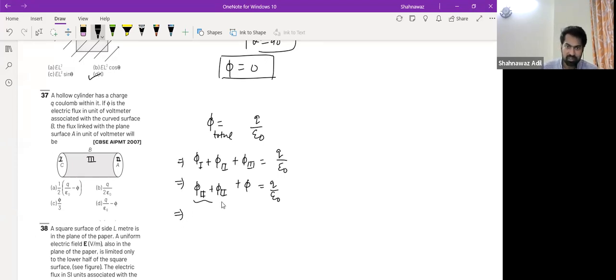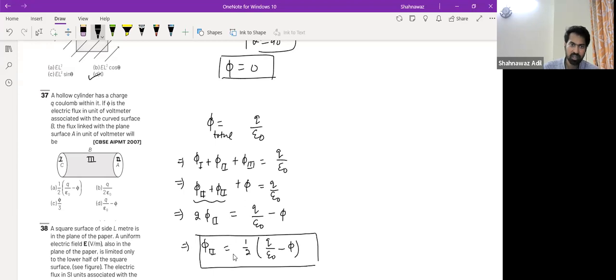So we have to find this phi 2, which is phi A, right? So this is 2 phi 2, and this would be Q by epsilon naught minus phi. So my phi 2 would be how much? 1 by 2, Q by epsilon naught minus phi. Do you guys have any doubt in this question? Is this clear, guys? Yes, sir. So this is the answer. You guys, please note it down, and then we will do the next question.